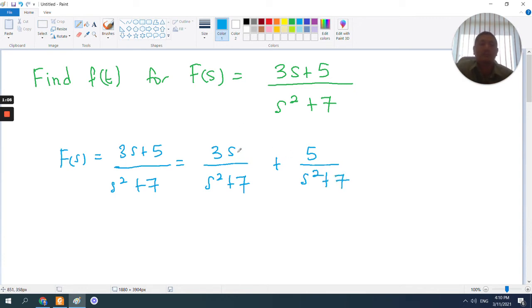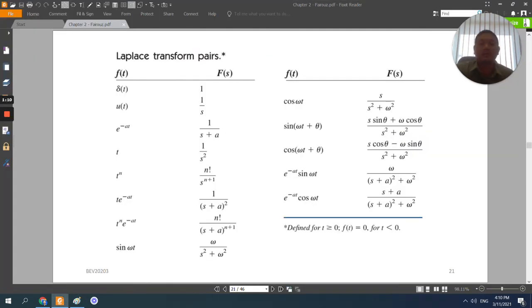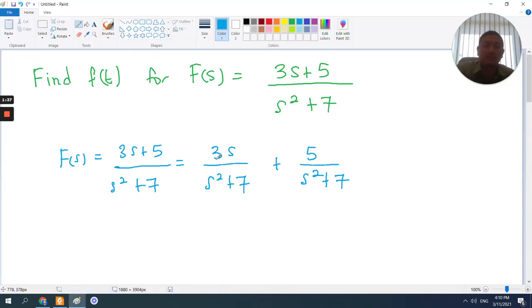Now, these two terms look similar to what we have in the table. We have sine omega t, which equals omega over (s squared plus omega squared) in F(s), and then cos omega t equals s over (s squared plus omega squared) in F(s). So these two are very similar to these two terms, right?